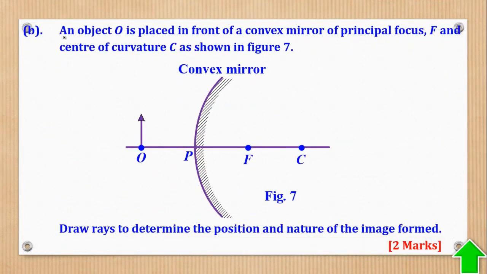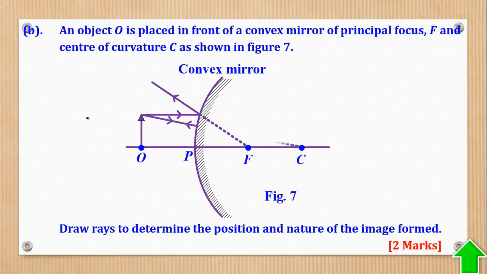Then part B, an object O is placed in front of a convex mirror of principal focus F and center of curvature C as shown in the figure. Draw rays to determine the position and nature of the image formed. So first is a ray parallel and close to the principal axis. It will be reflected to appear passing through the principal focus.